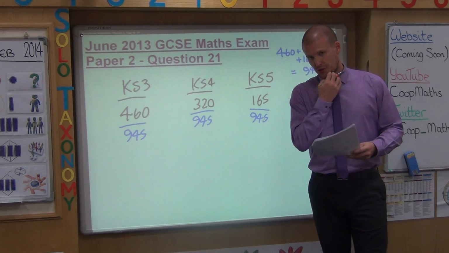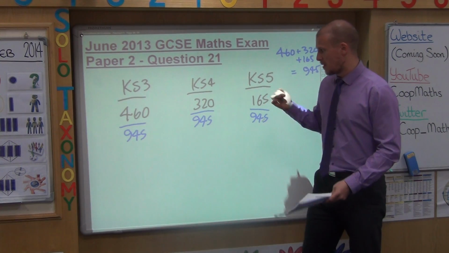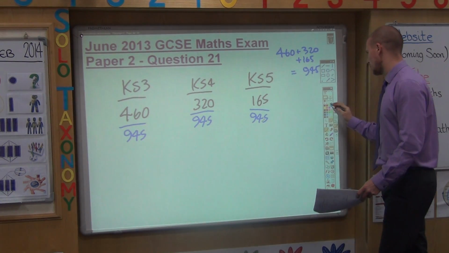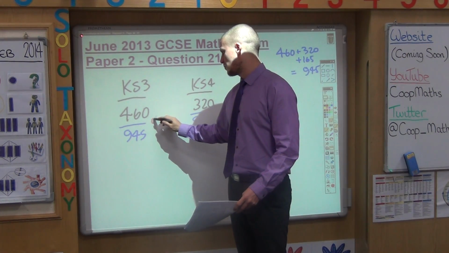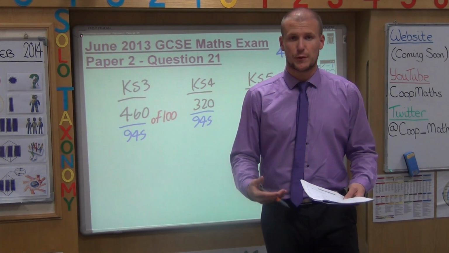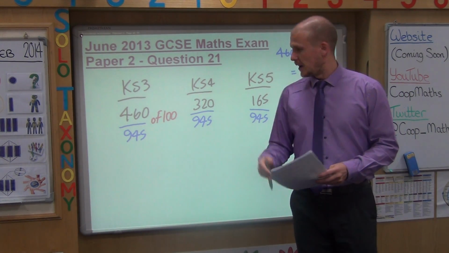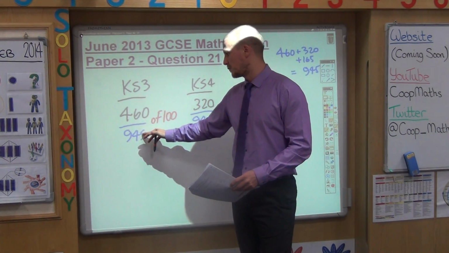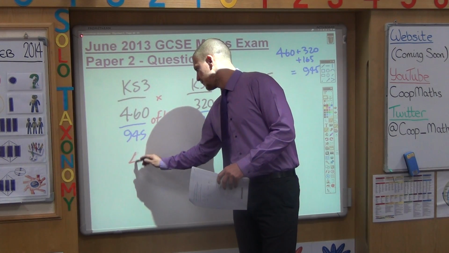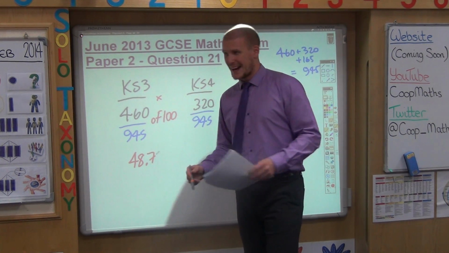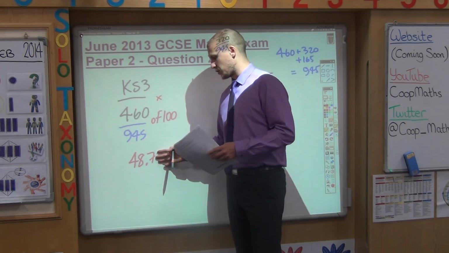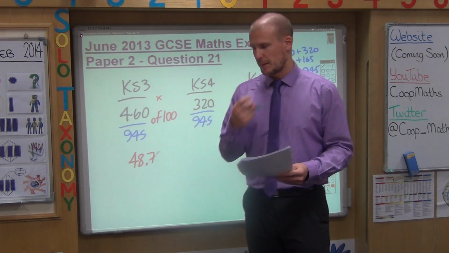There are 100 students to be selected, so that fraction of 100 for Key Stage 3, that fraction of 100 for Key Stage 4, and that fraction of 100 for Key Stage 5. We only care about Key Stage 3, so we're going to find 460 945ths of 100. If you type in your calculator 460 divided by 945 times 100, because it's "of", you end up with 48.7. Now, you can't have 0.7 of a pupil. So really the answer could be 48 or 49, and both are acceptable answers.